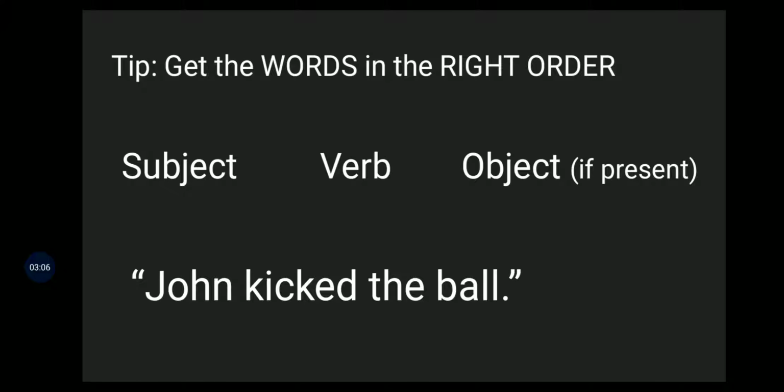John kicked the ball. So here you see the subject is John, who is performing an action, and the action in this case is kicked. So the action becomes the verb and the action is being done on the ball. So the ball is the object here. So John kicked the ball follows the order of subject, verb, object. So this is how you get the order right when writing a sentence.